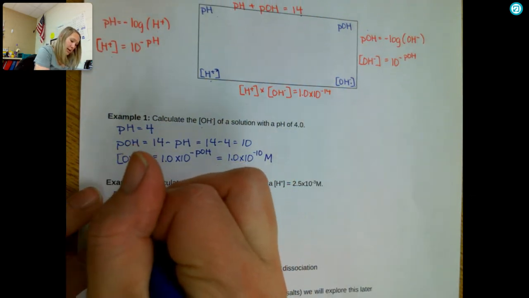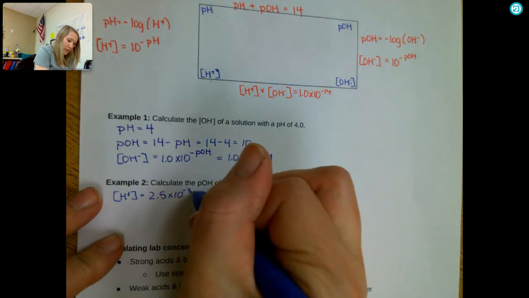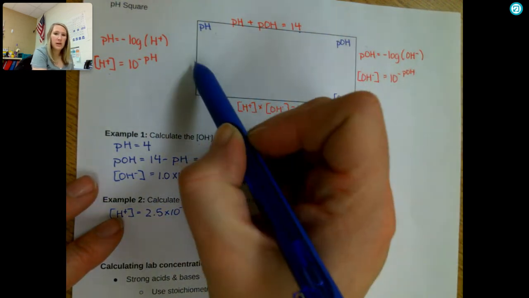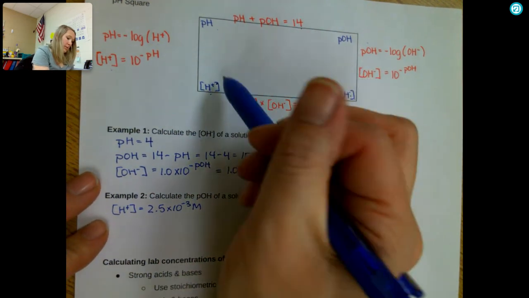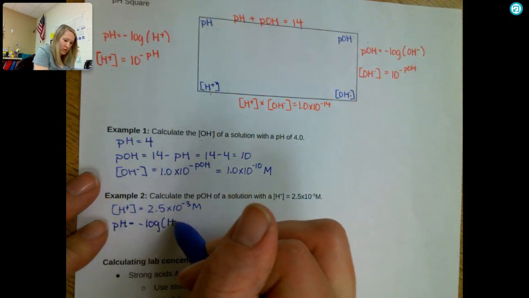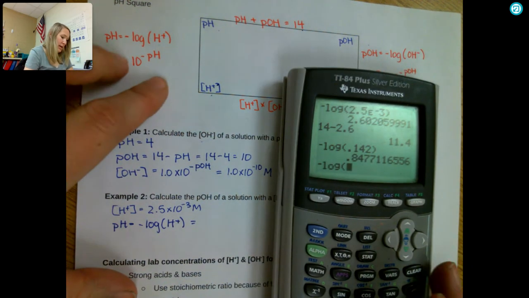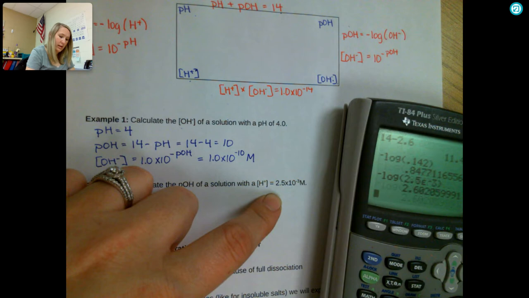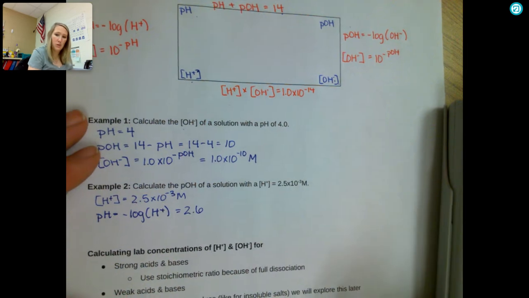So if we're given our hydrogen ion concentration of 2.5 times 10 to the negative 3 molar, we're starting here on our square, and we're asked to go to the opposite corner of pOH. So again, I'm going to come up and across as opposed to going through this equation here. So first I'm going to find my pH, and pH is equal to the negative log of my hydrogen ion concentration. So the negative log of my hydrogen ion concentration, which is 2.5 times 10 to the negative 3, gives me 2.6 as my pH. And pH does not have units.